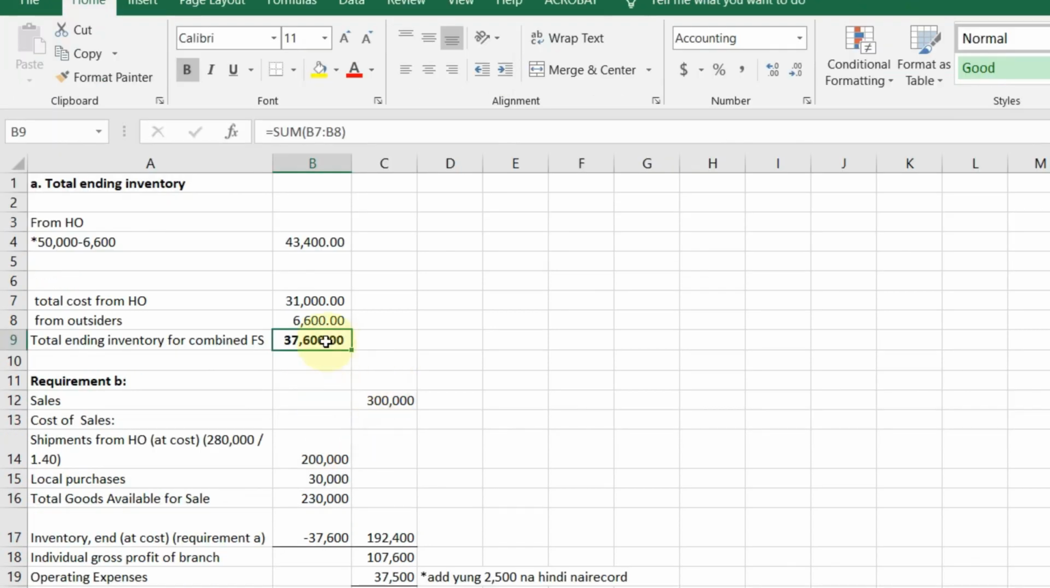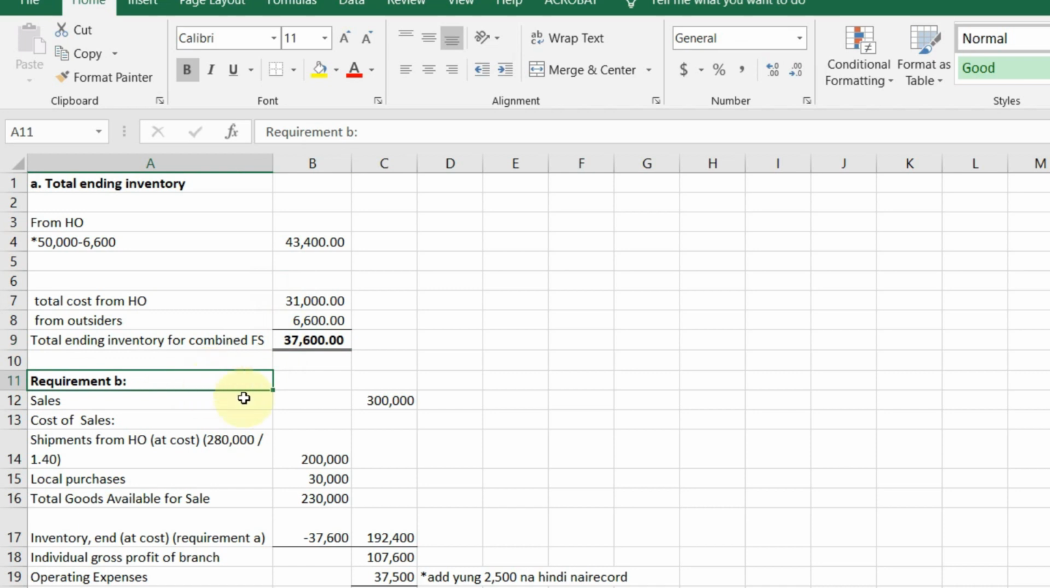Ang dali, di ba? So you just have to go with the flow of the narrative. Okay, so para hindi kayo nawawala. Again, when ending inventory for combined FS, tinatanggal ang markup. Okay, so for requirement B, you'll have the true profit of the branch. Okay, madali lang siyang kunin.